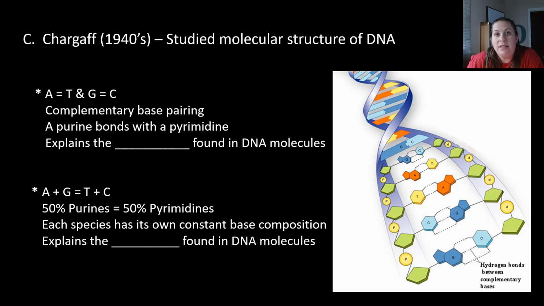A purine bonds with a pyrimidine. So we always have a purine bonded with a pyrimidine. This explains the consistency of DNA in molecules. So we're able to see consistency where A equals T, G equals C.